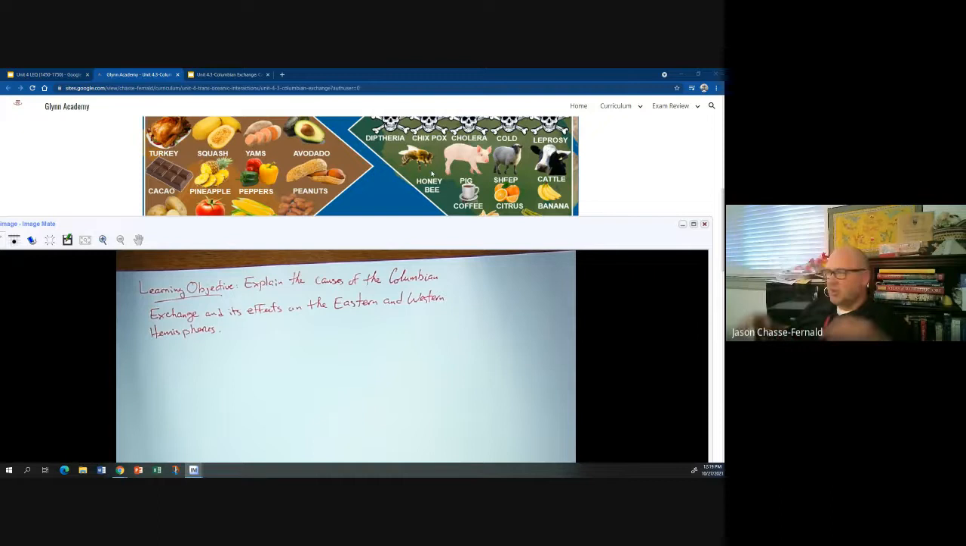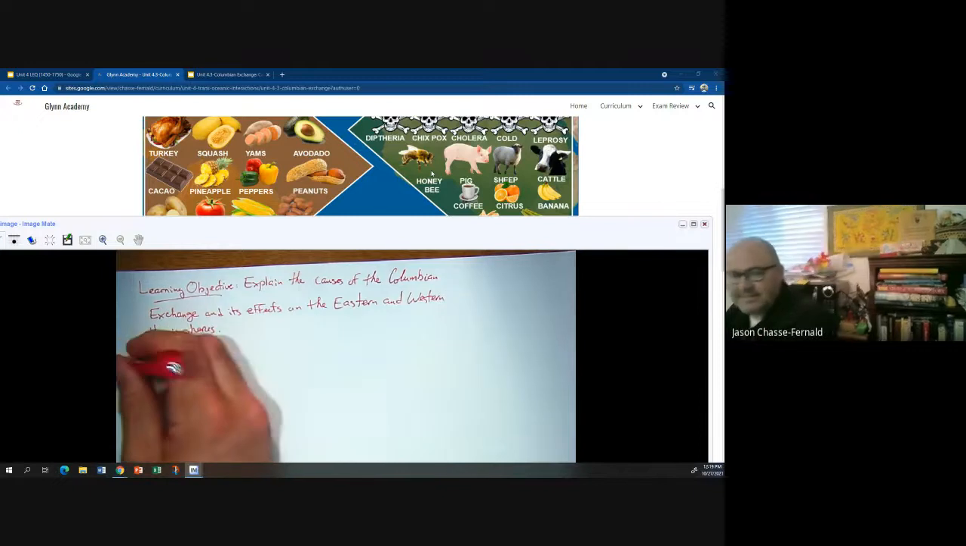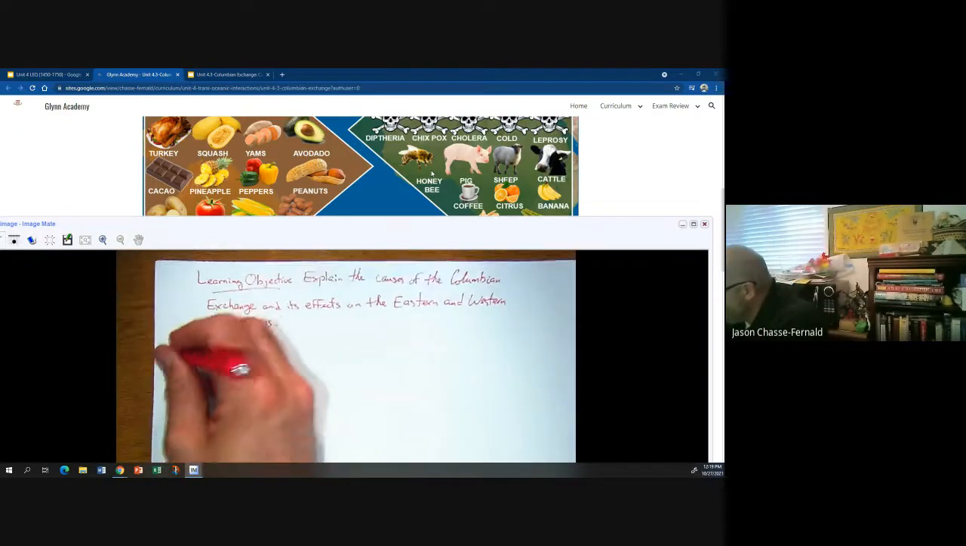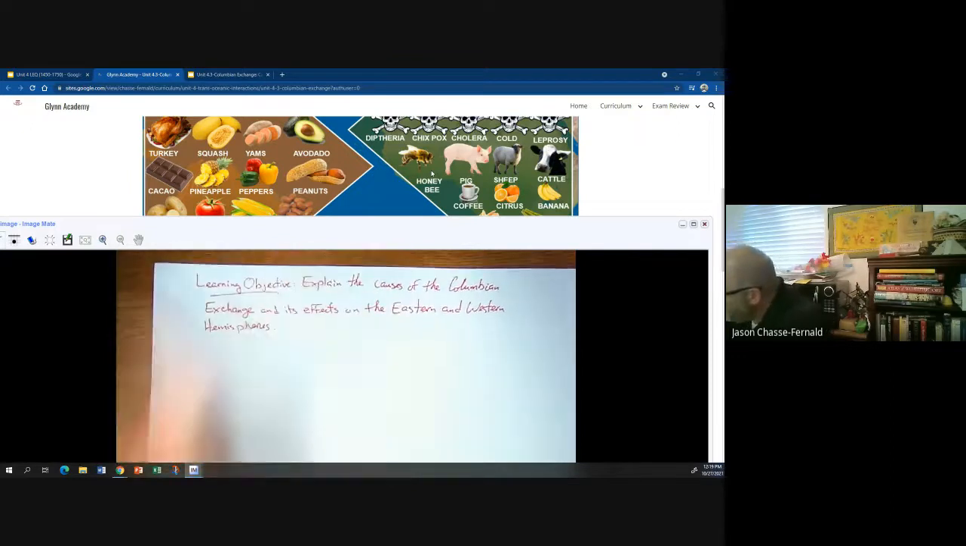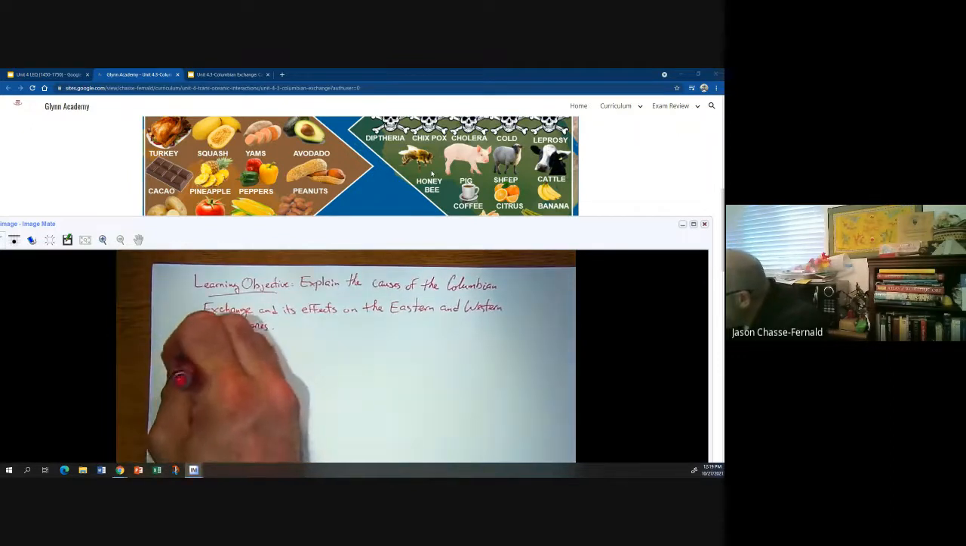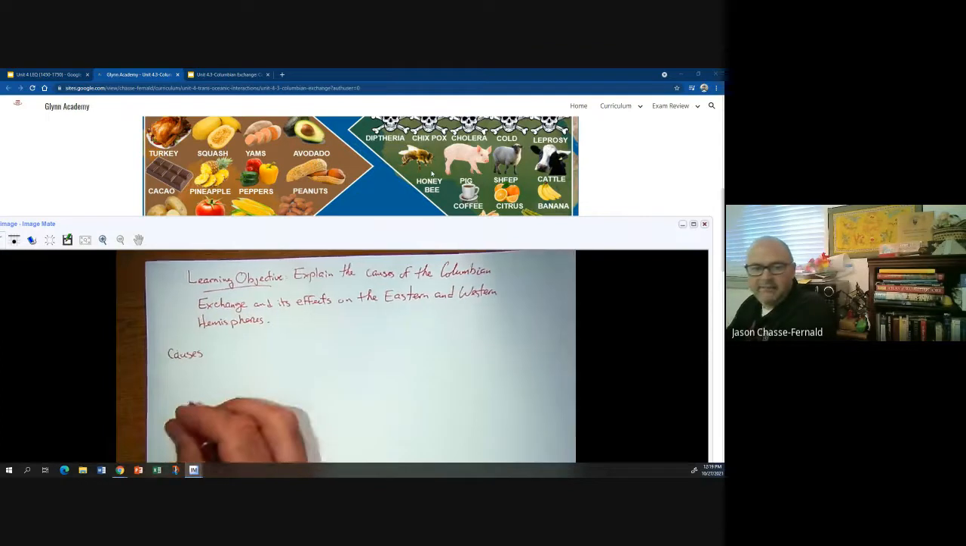One is it gives us a large, overarching claim, that the Columbian exchange resulted in the diminished diversity of plants and animals, species in both the eastern and the western hemispheres. But that's just too broad for us to effectively use. But he does get into the idea of causes, right? So causes of the Columbian exchange.